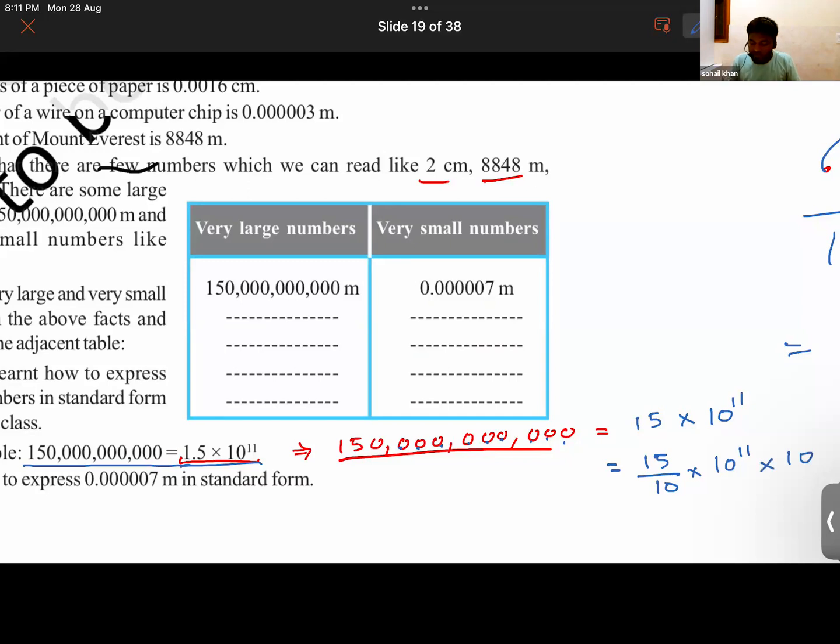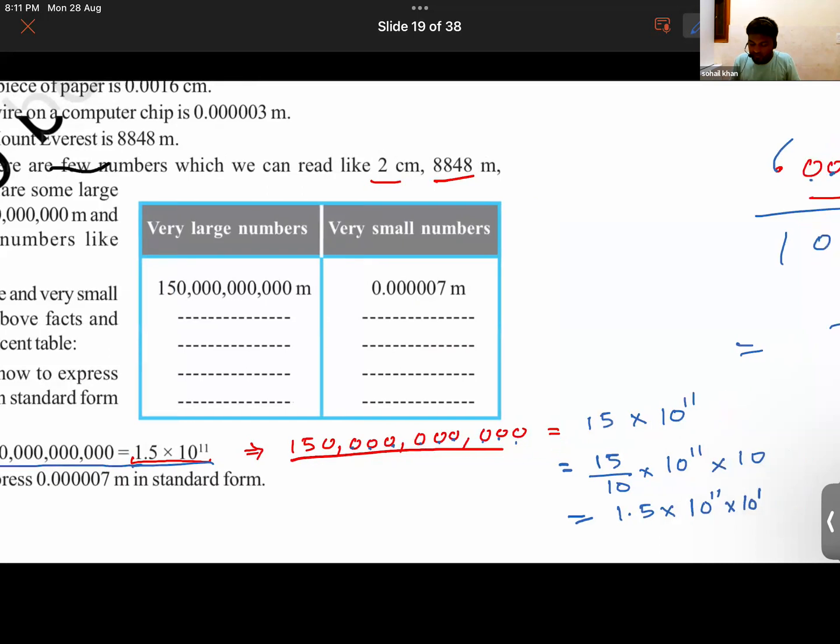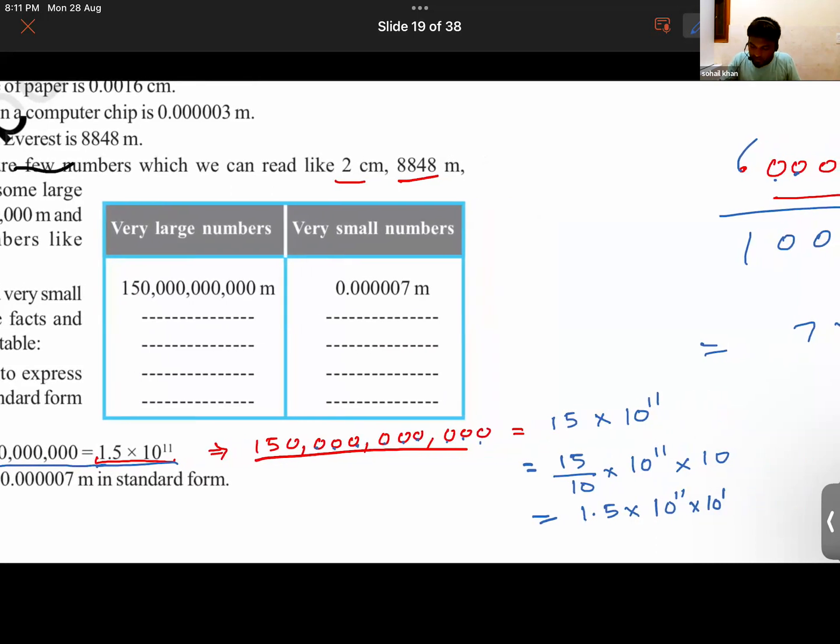15 upon 10 will be 1.5, while you are having 10 raised to the power 11 and 10 raised to the power 1. Again, we had originally 10 zeros, right guys? 1, 2, 3, 4, 5, 6, 7, 8, 10 zeros. Okay, so it was 10 zeros all this while.